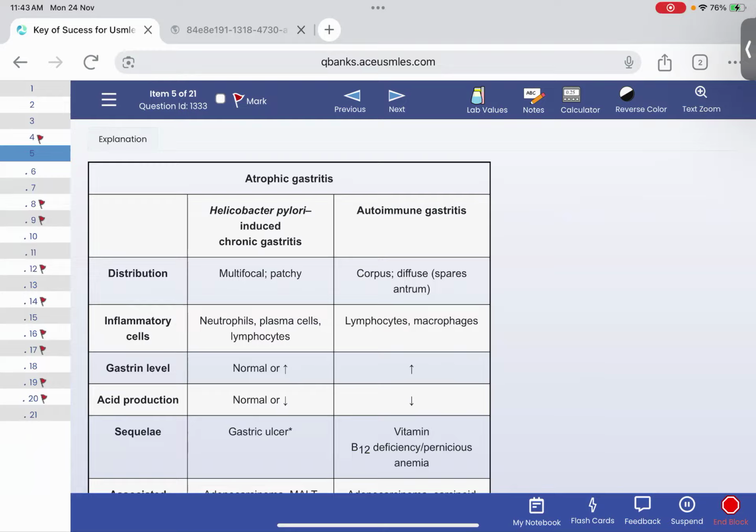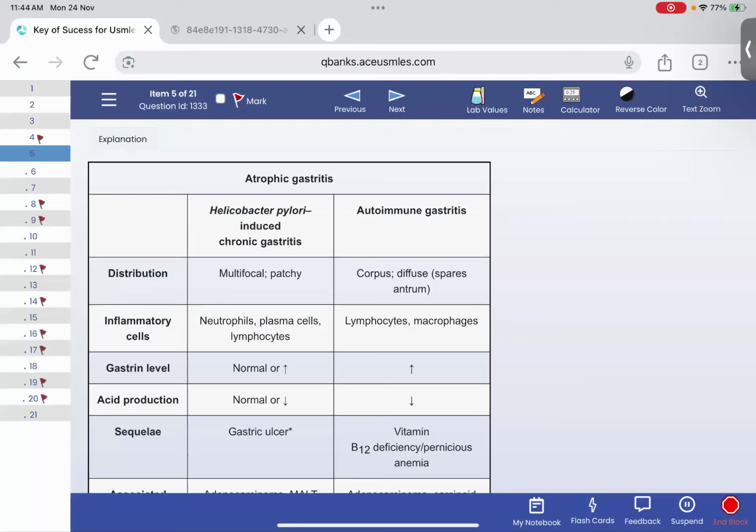In the autoimmune type, you will see it especially in the body of the stomach. It will be diffuse, okay? And it will spare the antrum. Inflammatory cells will be neutrophils, plasma cells, and lymphocytes. In autoimmune, you see lymphocytes and macrophages.